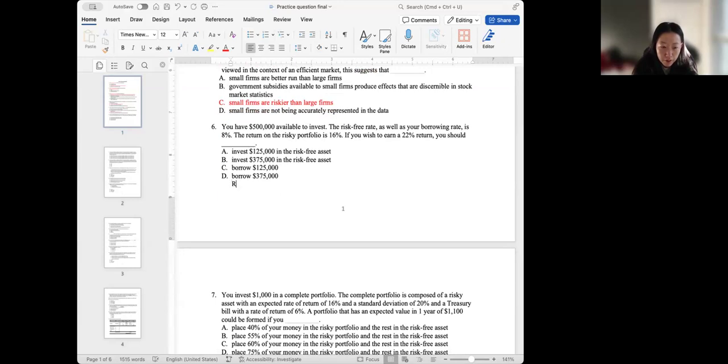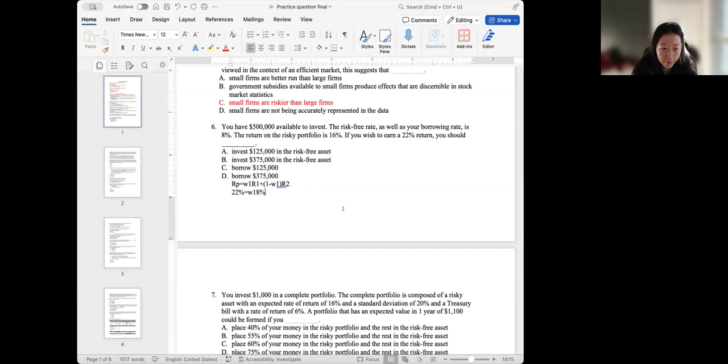Our portfolio return equals weight 1 times R1 plus weight 2 times R2. And because weight 1 plus weight 2 equals 1, we can replace weight 2 by putting 1 minus weight 1 here. Now, if we want our return to be 22% for the portfolio, we just need to figure out the weight W1 for the risky asset and W2 for the risk-free asset.